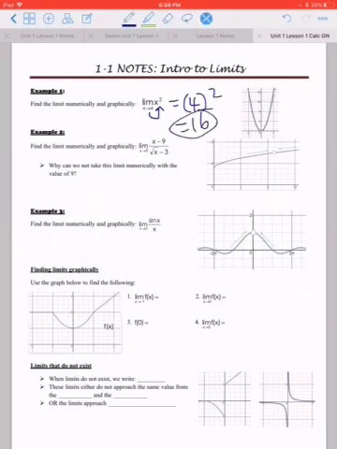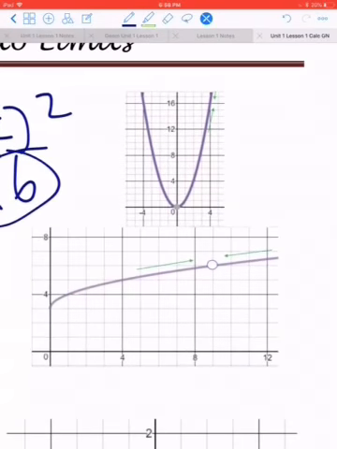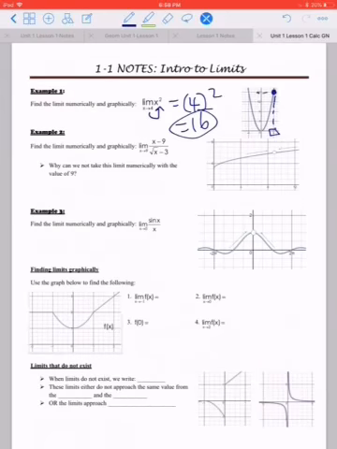Let me zoom in on my graph here so you can see. You have arrows actually if they copied off, but f of 4 is definitely 16 even on your graph. So that's a verification that numerically and graphically we found the same value, so it's 16.